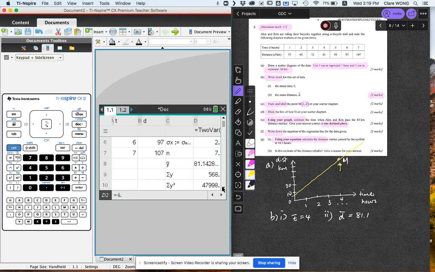Then it says, use your graph to estimate the time when Alex and Chris pass 85 kilometers of the distance marker and round it to 1 dp. Here, make sure you don't use your calculator to do it. So you don't go and say, oh, F1, and then enter 85 there. You must use your graph. So you must start from 85, go across to the line and down and find out the time like this. And then round it to 1 dp.